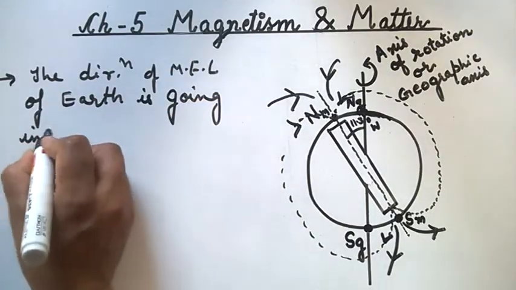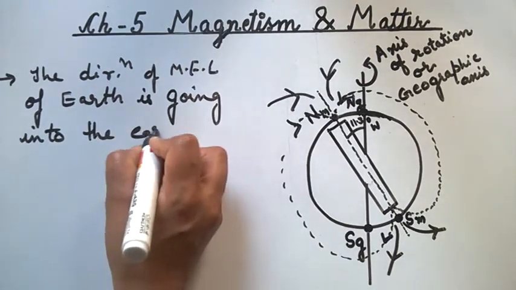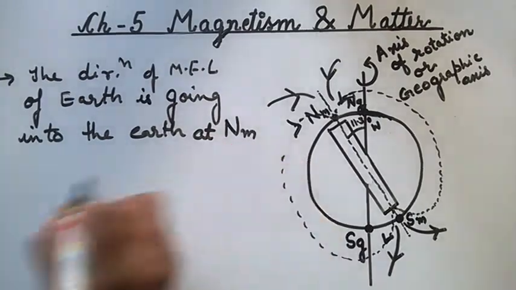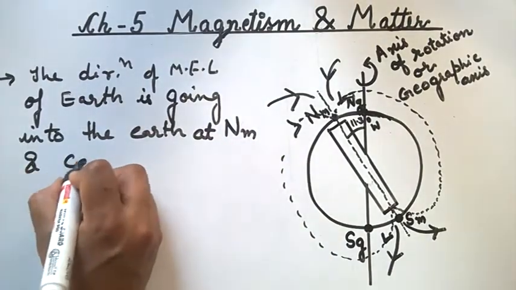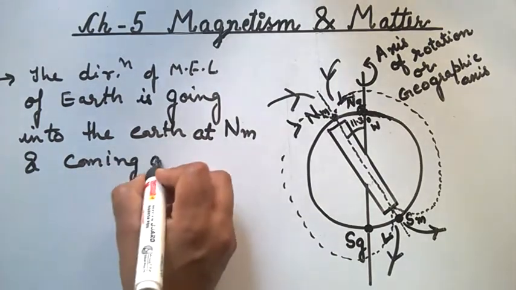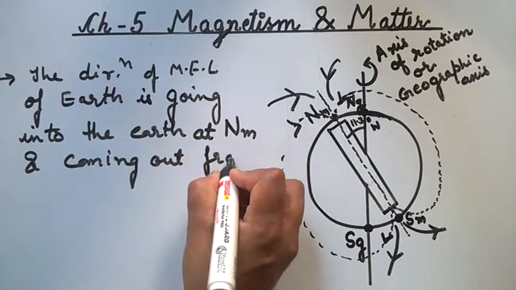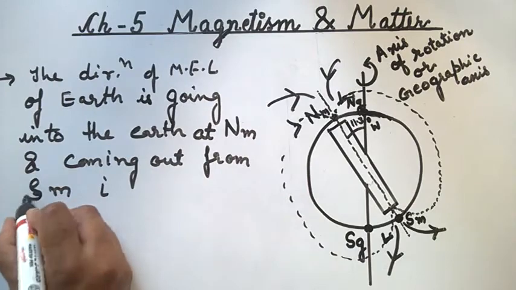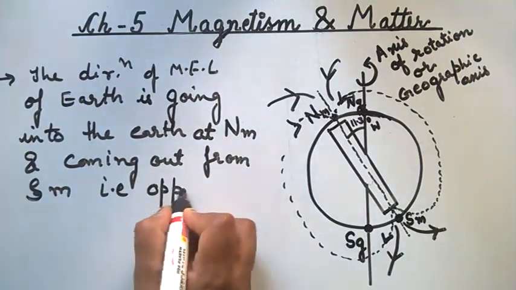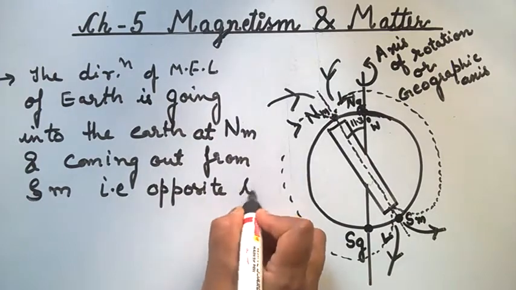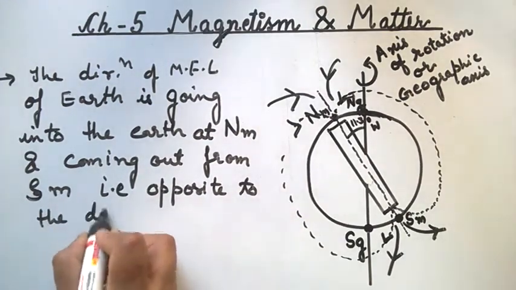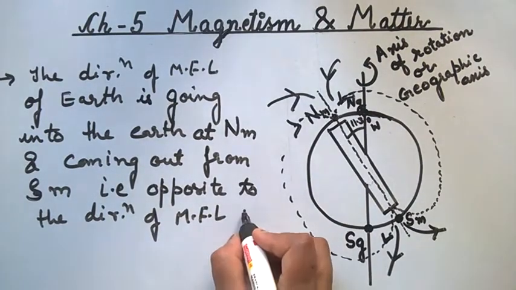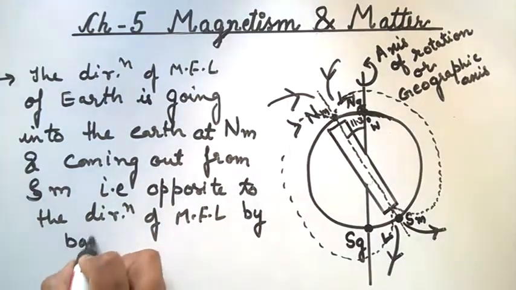Into the Earth, at magnetic North Pole and coming out from magnetic South Pole, that is opposite to the direction of magnetic field lines by bar magnet.